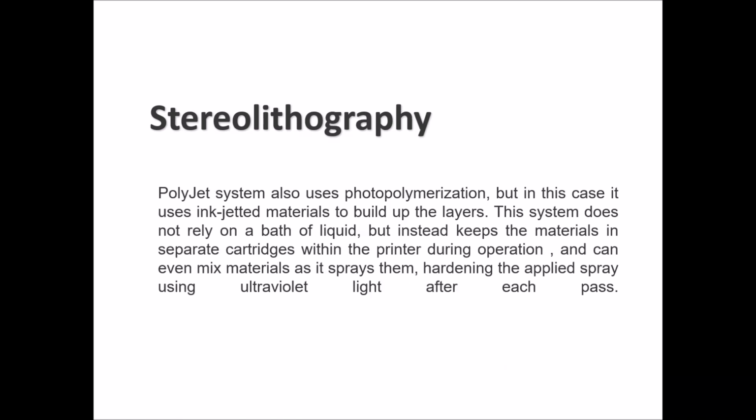Another system that uses photopolymerization is the PolyJet. The PolyJet basically uses inkjet material to build the layers, and the system doesn't rely on a bath of liquid or a container of resin, but instead keeps the material inside cartridges within the printer during operation. The material in the cartridge is mixed during spraying. Then the spray is hardened using ultraviolet light after each pass of spray.